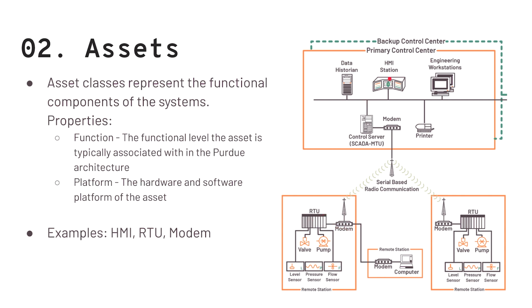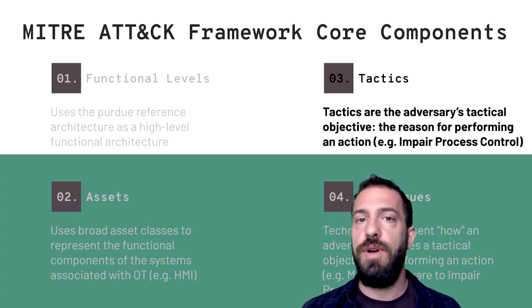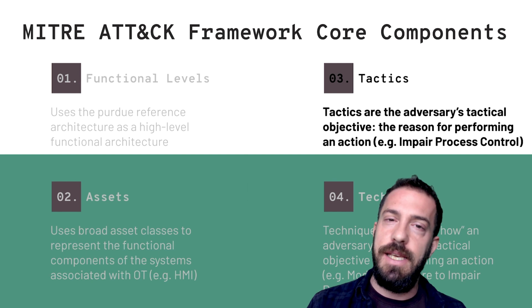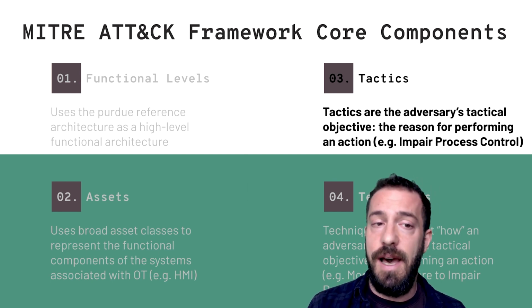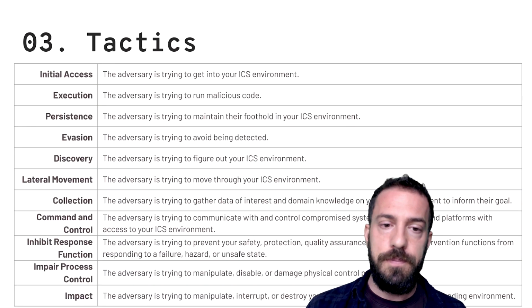Other assets here, the HMI, data historian, the modem is also very critical in the communication path, engineering workstation, printers, everything has to be properly classified as an asset with its function and its platform. So once the assets are in place, now we're moving more into the tactic side. What are the high-level tactics the attacker has, and then we'll connect them to assets and functional levels.